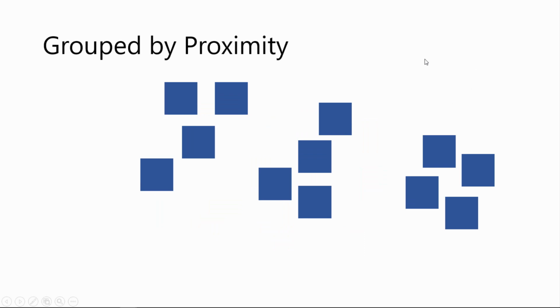Or maybe they're grouped by proximity. This is a very strong indicator of how objects are related to one another. If they're next to each other, they have to be important to one another. They have to be connected somehow. So even when objects vary in many other characteristics, proximity is such a strong indicator of relatedness that it's going to override those and tell us that these objects are important together.